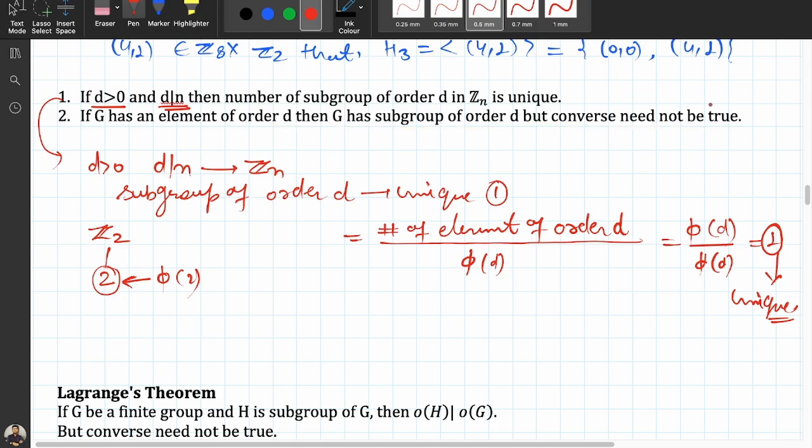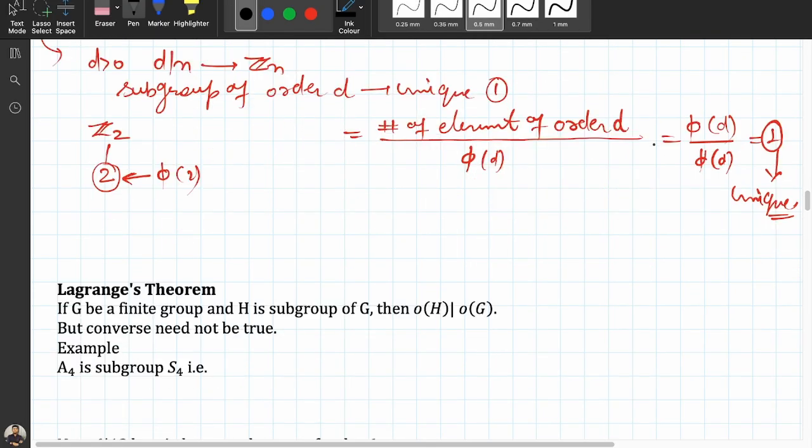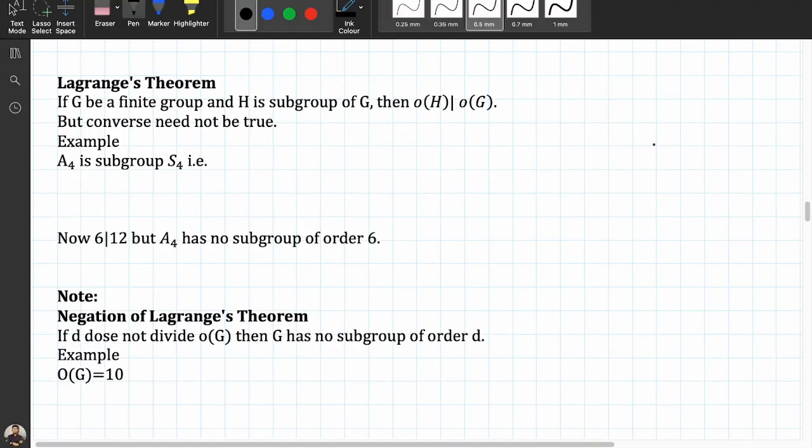be true. That's simple. Let's say Zn. Let's say Z3. G has an element of order 3. Yes. It has an element of order 3. Then it has a subgroup of order 3. Yes. But the converse need not be true. It means if G has a subgroup of order 2, it is not necessary that it should be the divisor. It should have an element of order 2. Okay, that's the simple meaning here. So this is the result here.